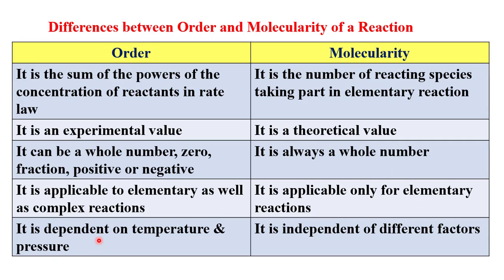Order is dependent on temperature and pressure. The order of a reaction may change with the change in temperature and pressure. Even sometimes when we change some conditions, like when you take a very large quantity of a substance, a large excess, the order may change, right? So it is dependent on temperature and pressure and some other factors, whereas molecularity is independent of all these different factors, right? So these are all the differences between order and molecularity of a reaction.